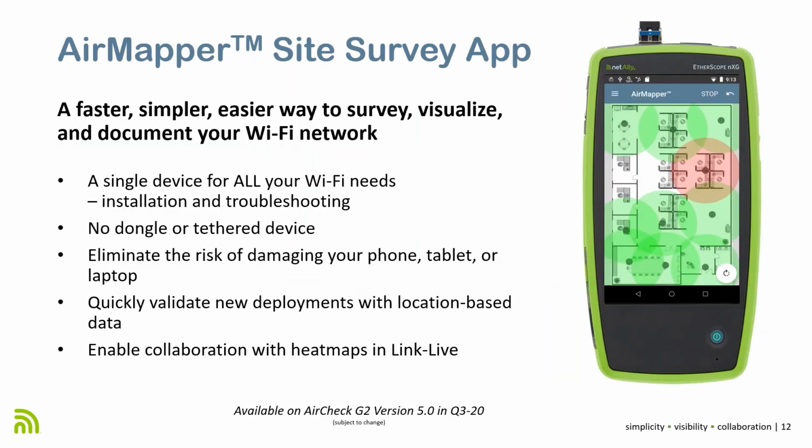And then just obviously the ultimate in location-based data is indeed what's happening on the Wi-Fi network. And another capability that we just released recently was this AirMapper site survey app, the ability to conduct a site survey using your EtherScope to collect site data that's localized to a particular sample point, and then the ability to generate heat maps in order to diagnose problems on your network or to validate adds, moves, and changes of your Wi-Fi network. Absolutely the simplest, fastest, easiest way to do a site survey on your network.